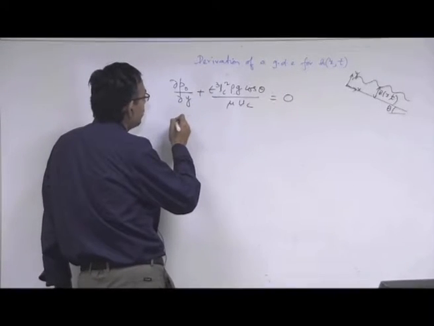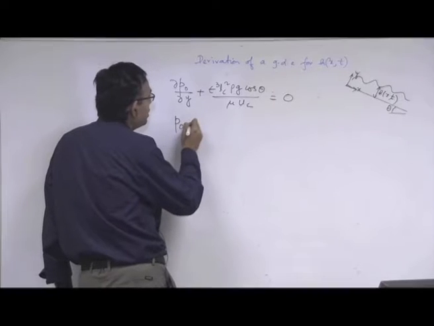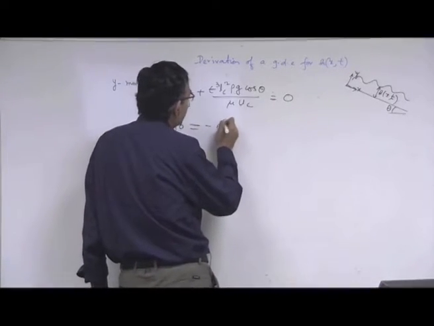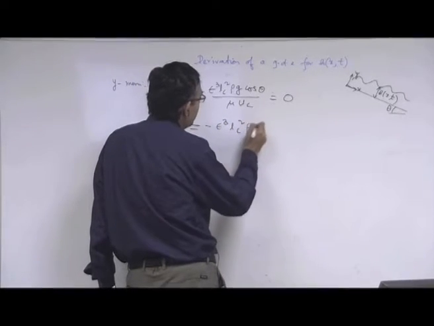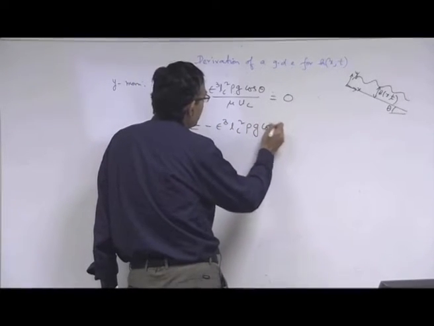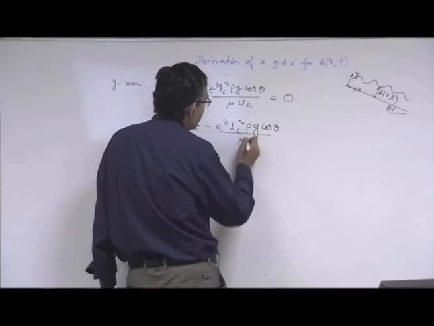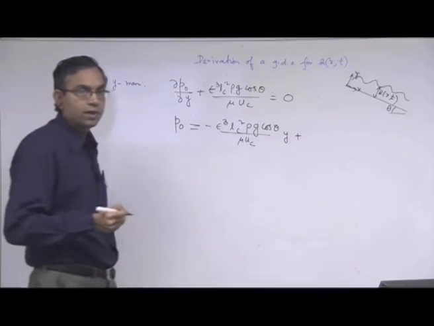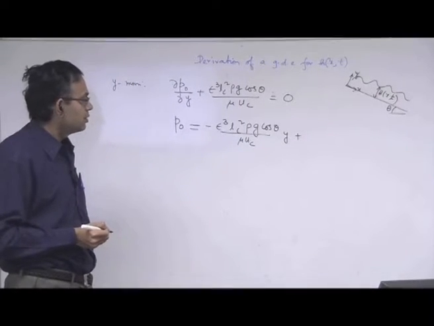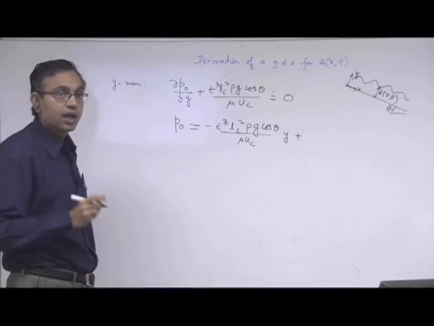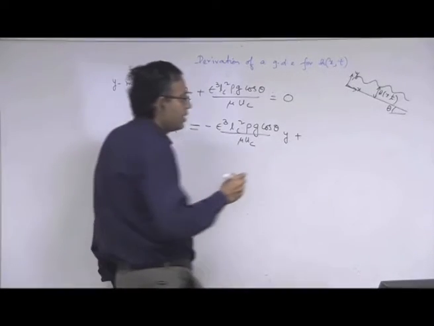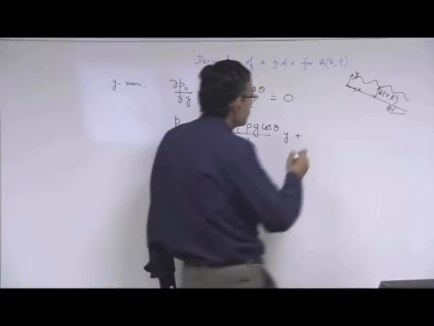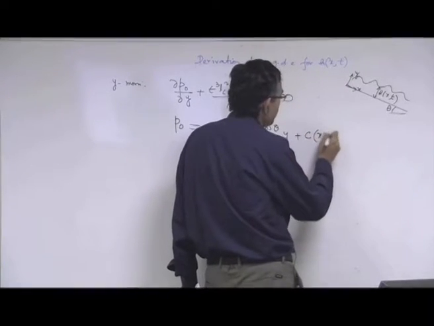So if you integrate it with respect to y, then P0 is equal to minus epsilon cube LC square rho g cos theta by mu uc y plus a function of x and t, since the variables are x, y and t, say C of x and t.